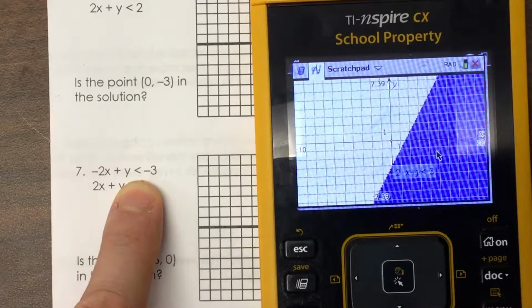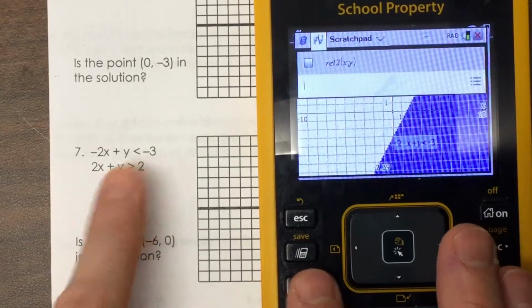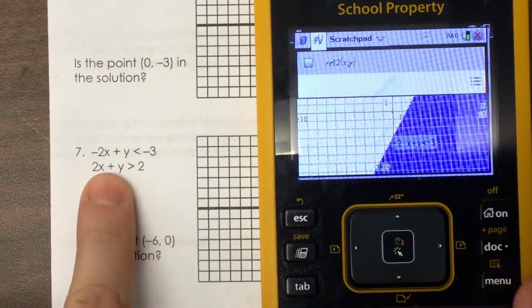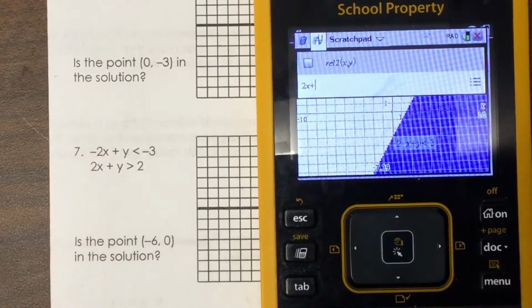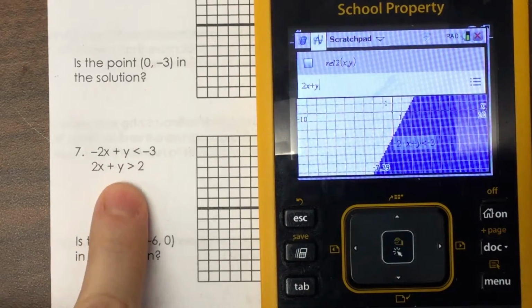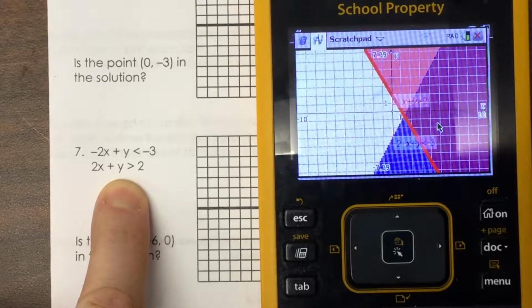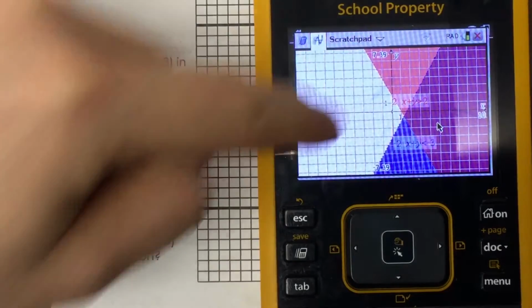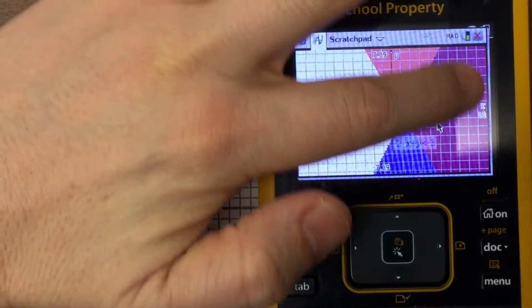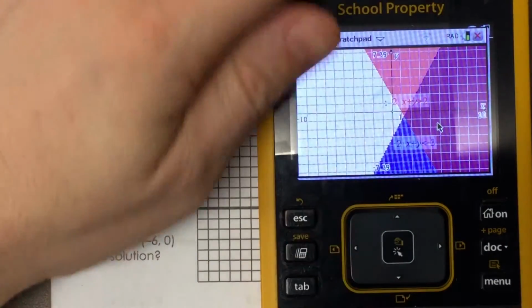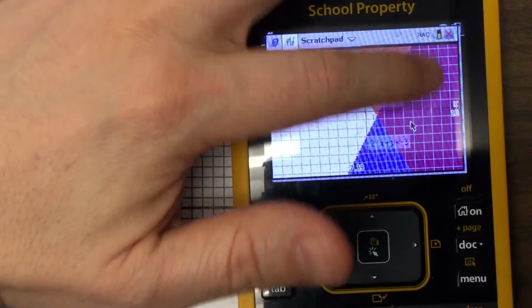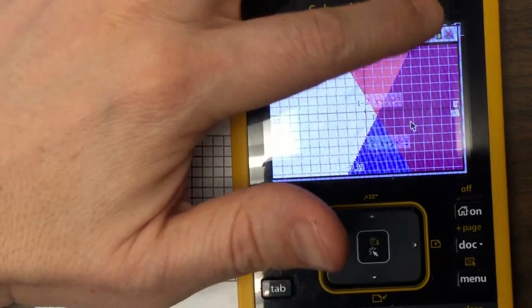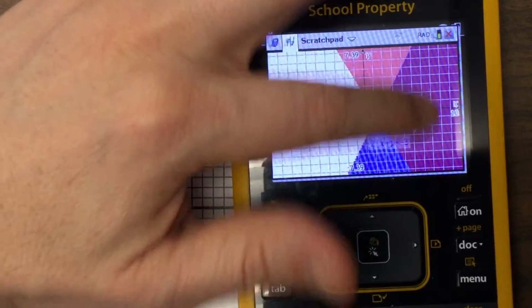It's going to change my graph. Okay, but I'm not done. I got to put in another one. So I push tab, and now I can put in a second inequality. 2x plus y greater than 2, enter. There's my second one. Now when you're dealing with a system of inequalities, what we've been learning is you're looking for the double shaded area. On this calculator screen, it's the purple area. We have the pink, we have the blue, and here's the purple.